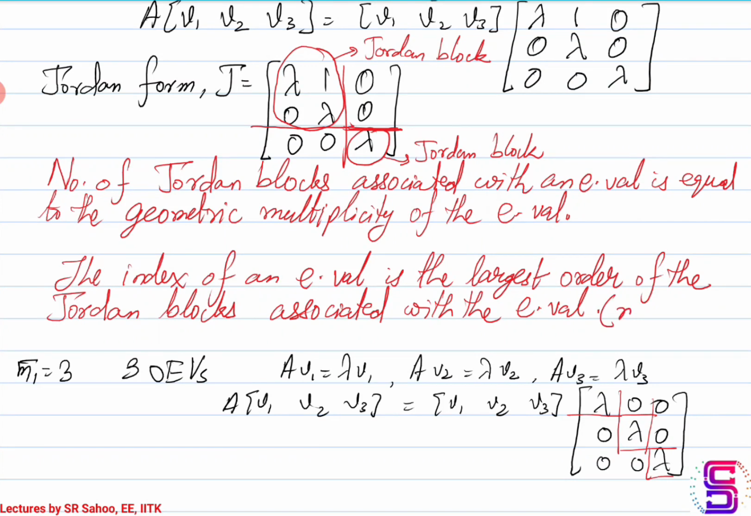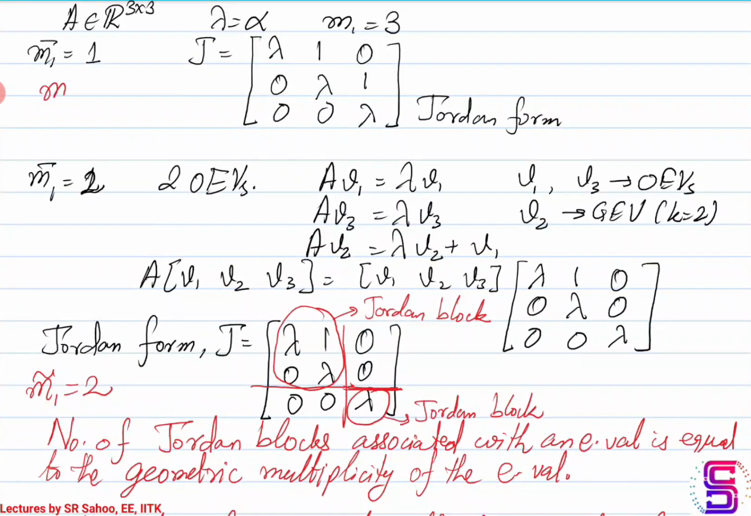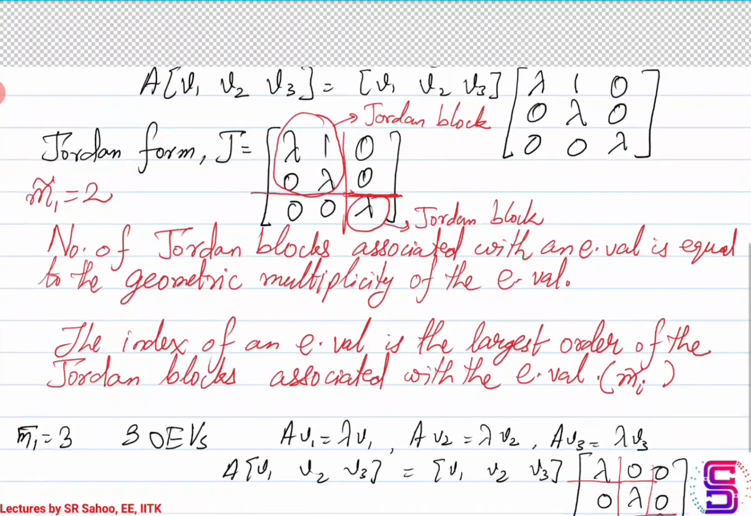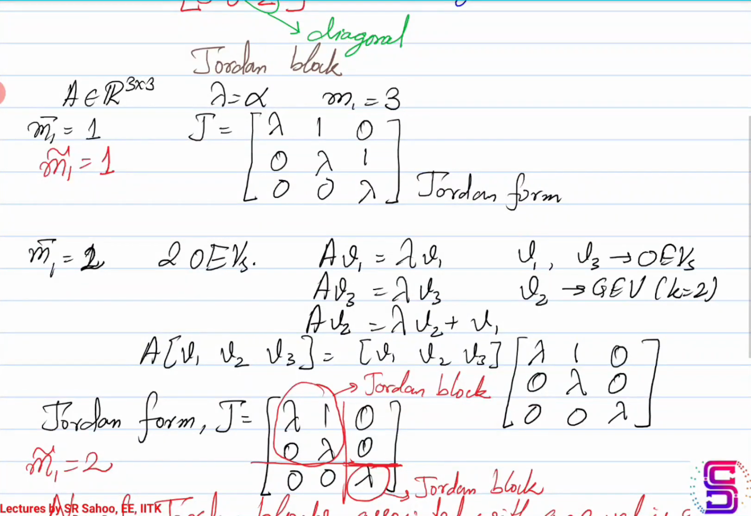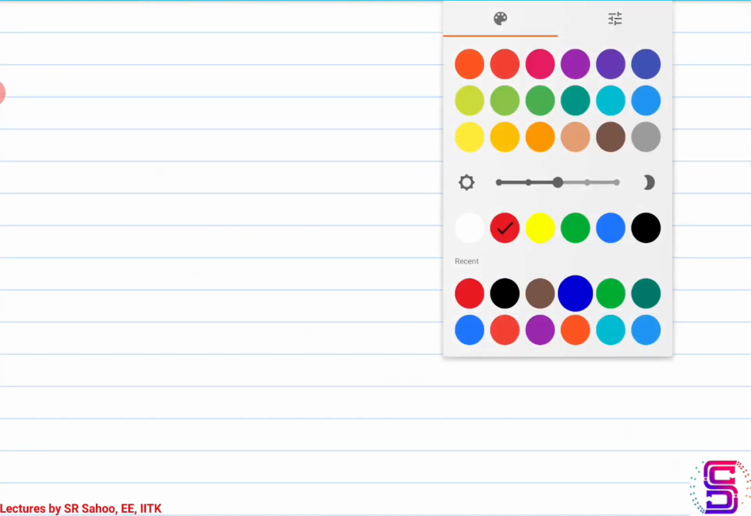So index we will represent by let mi tilde. Okay, so here the index is 2, here the index is 1, and the last example here the index is 3. In the last example the index is 1.